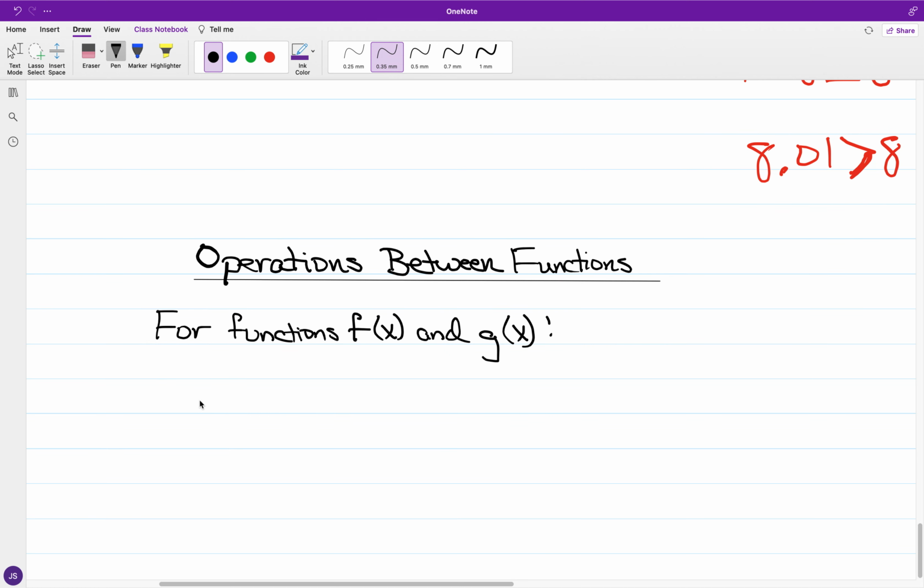Now, there are different operations involved. We'll start out with the common four: multiplication, addition, subtraction, as well as division. We'll start out with what's referred to as the sum function. The shorthand notation of this is f plus g of x. So you have the sum function, and translating this, that comes out as the sum of the functions f of x and g of x.